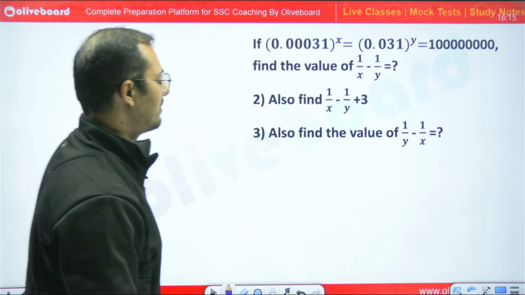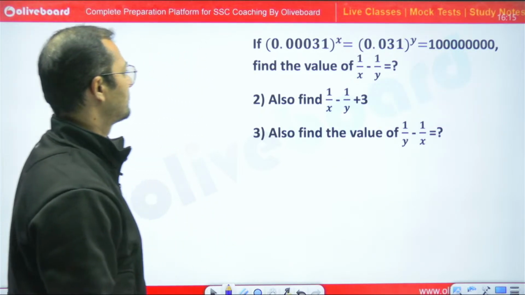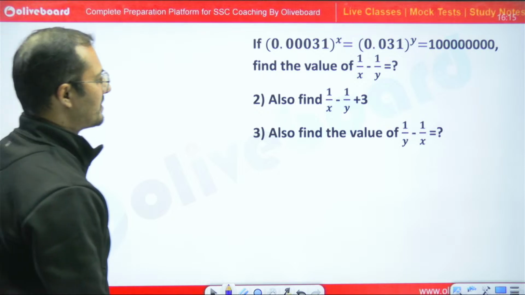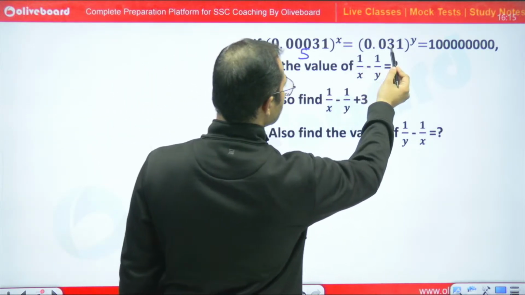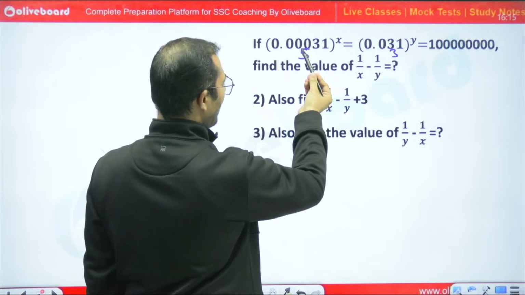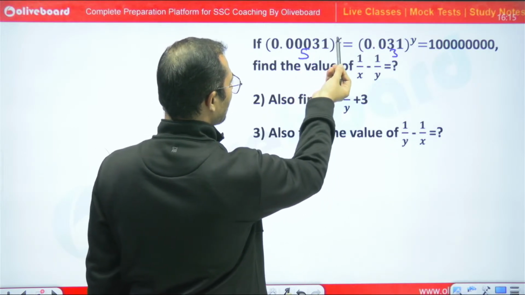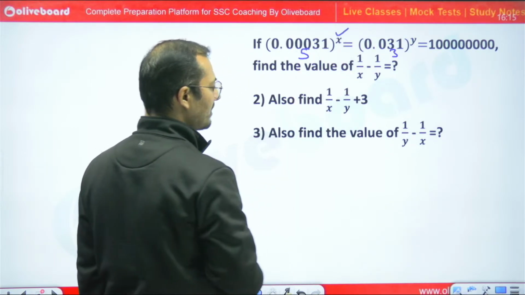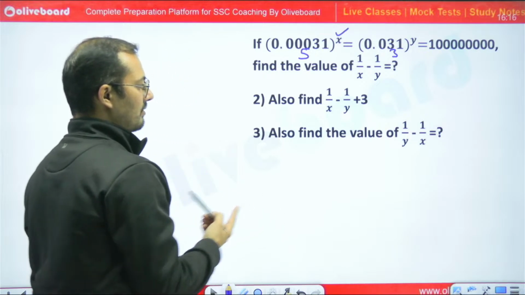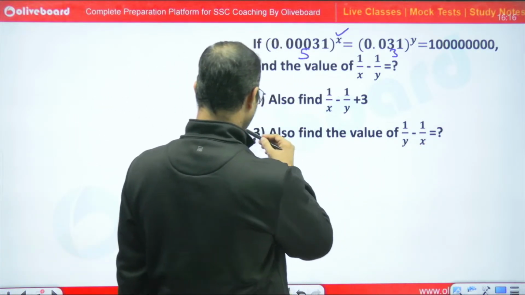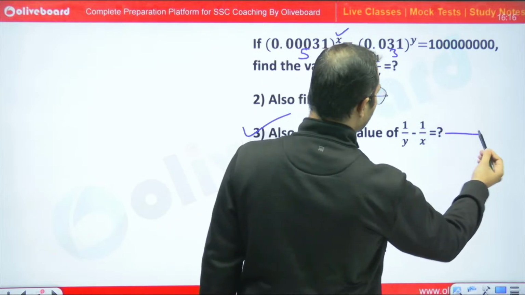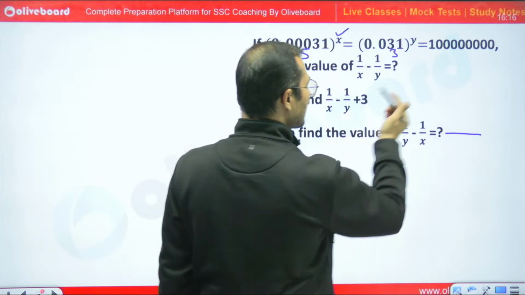Please tell me what would be the answer. Here the number of digits after decimal is 5, here it is 3. So the base with the maximum number of digits is this one, and its power is x. So this must be negative, so this time minus x, so it must be minus 1 upon. So I will get the positive answer for this. Now what is the power of 10?